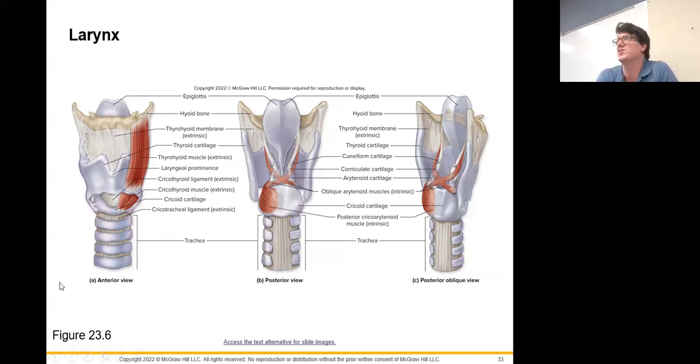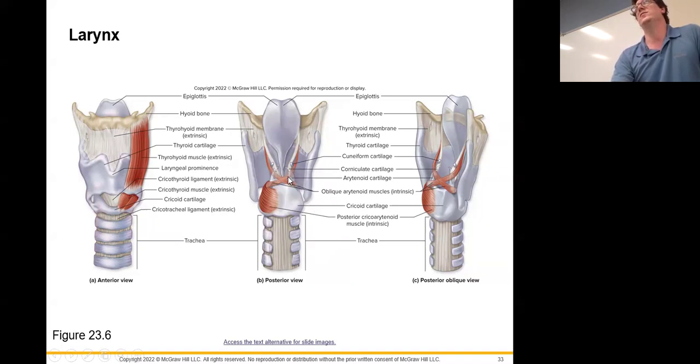Now, the next cartilage down is going to be our cricoid cartilage. Your cricoid cartilage is fun because it's smaller in the front than it is in the back, but it does actually wrap around the entire way, where we have kind of a bigger shield on the back than we do the front. Now, connecting to our thyroid and cricoid cartilages are going to be a couple of other cartilages on the inside. These are the arytenoid cartilages and the corniculate cartilages.